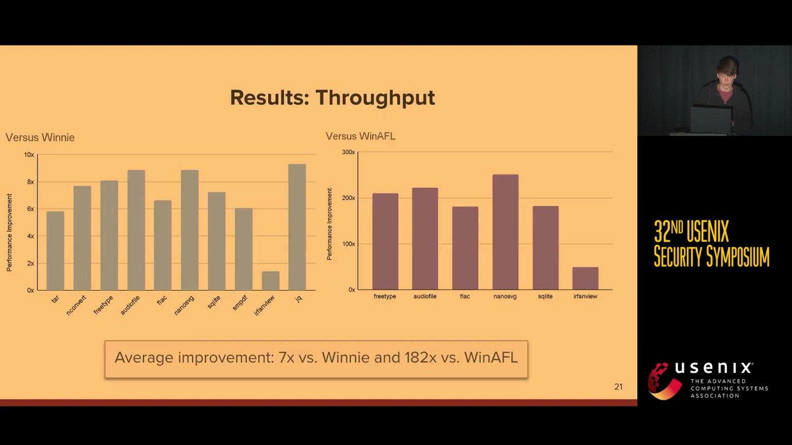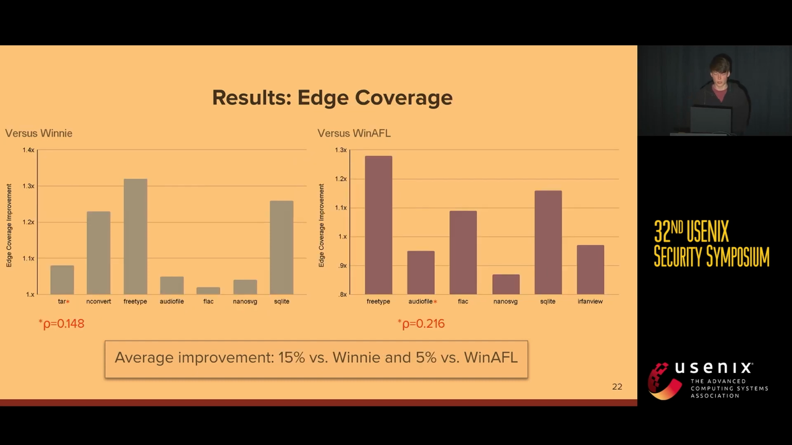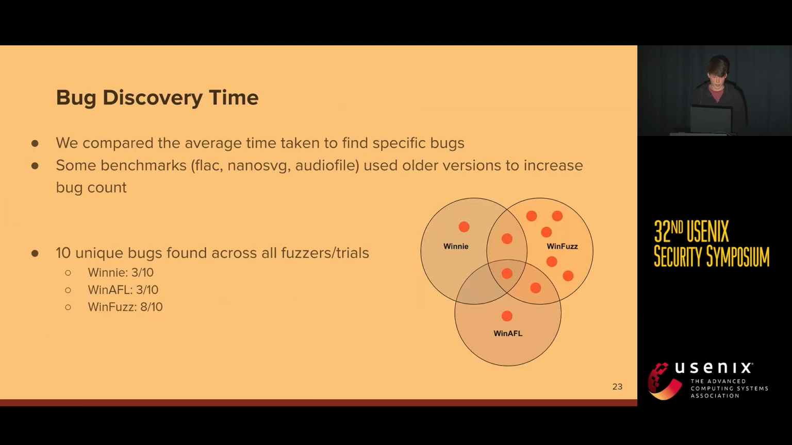Here's our results for throughput. So you can see we had a significant performance improvement versus both Winnie and WinAFL. And if one of the benchmarks is excluded here, that's just because it didn't run with that fuzzer. Here's our results for code coverage. The Mann-Whitney U-test we did showed that 2 of these were not necessarily statistically significant differences, so they're marked with an asterisk here. But overall, we had a plus 15% improvement versus Winnie and plus 5% versus WinAFL.